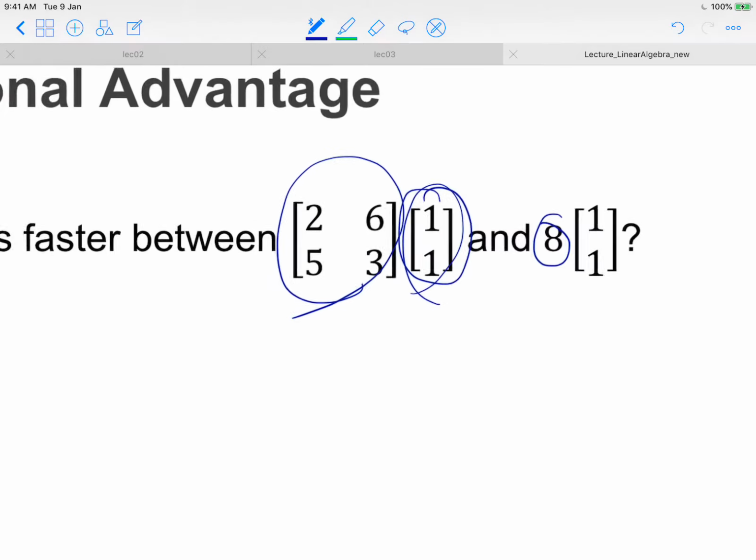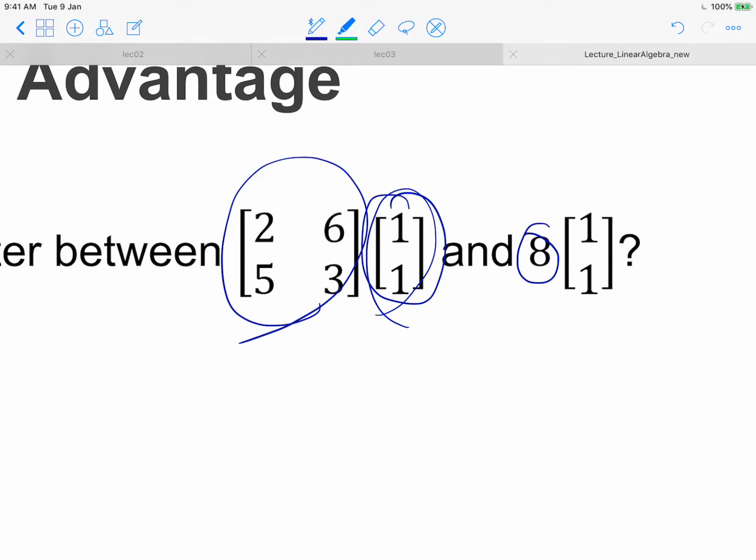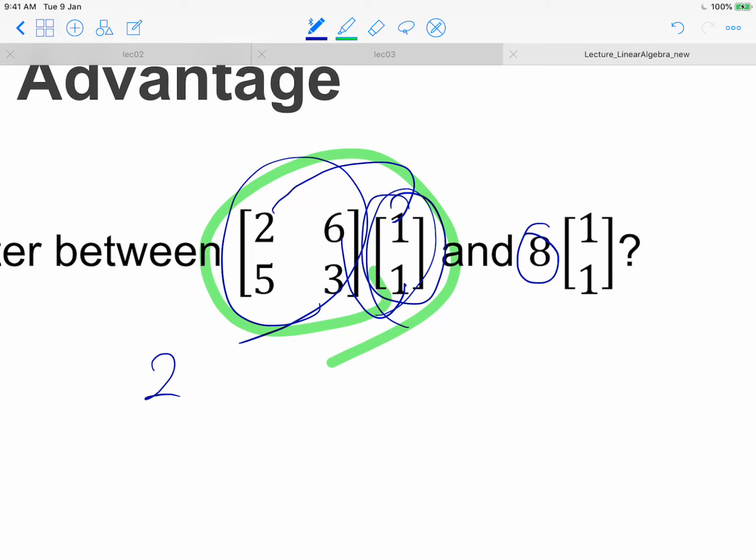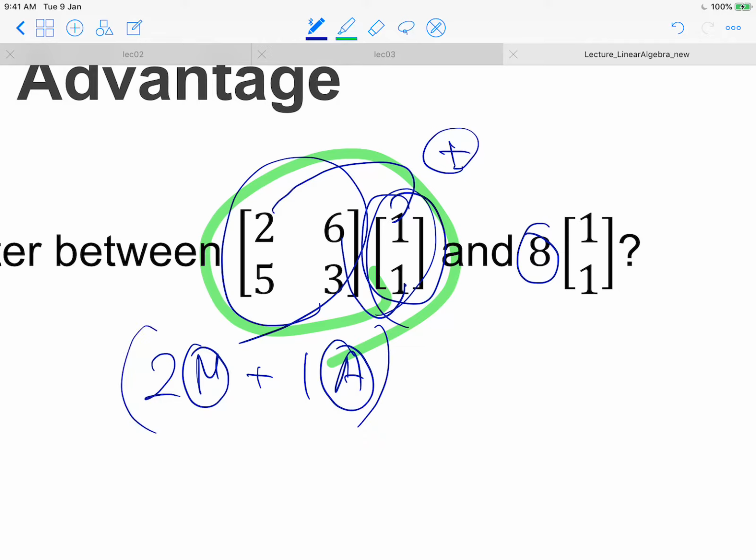So in this case, how many additions and multiplications are involved when computing this? Okay, so we have to multiply these two, right? So we need 2 multiplications, and we need to add these 2 numbers. So 2 multiplications and 1 addition. So these are the numbers and the types of operations needed. And then we have 2 rows, right? So we need this, right?